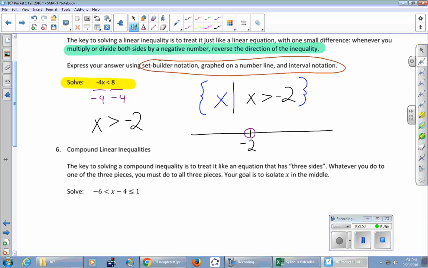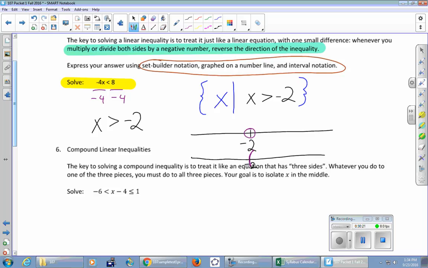Your book, I'll put it down here. I'm actually not a fan of what your book does, but your book just puts the interval notation symbol. Is it a parentheses or a bracket when it's not included? It's parentheses when it's not included. So your book would put that. I'm not a fan. I feel like that's really abusing interval notation on the number line.